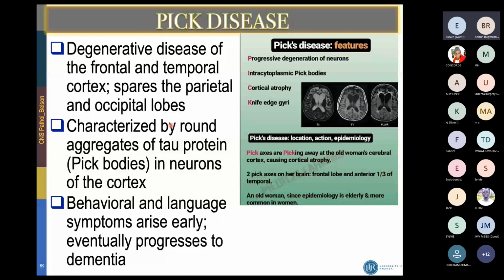So usually things they are not explainable. Anterior lobe, posterior and the parietal lobe, there is no explanation. Characterized by round aggregates of tau protein, the one we saw also in Alzheimer disease. So these aggregates of tau protein are Pick bodies in the neurons of the cortex. There will be behavioral and language symptoms which will come earlier than others, and then the patient will develop dementia.